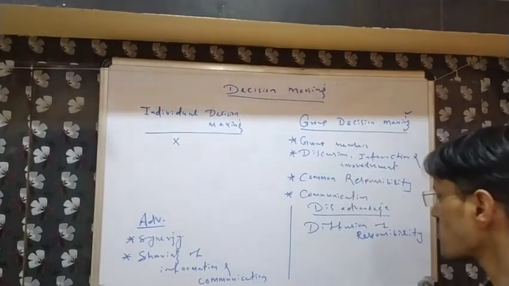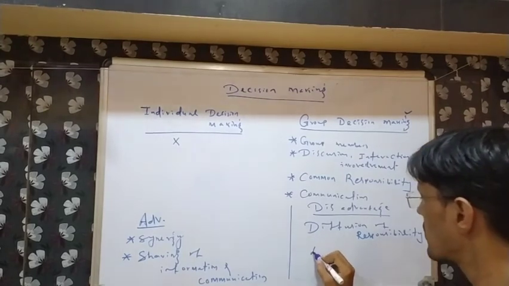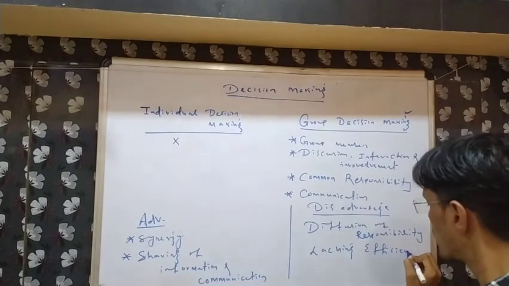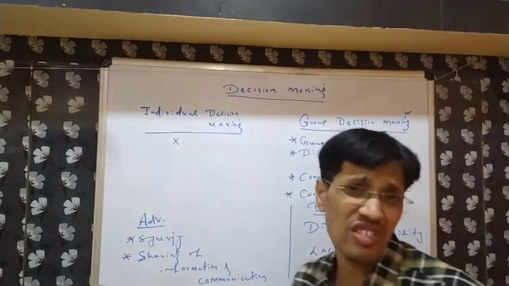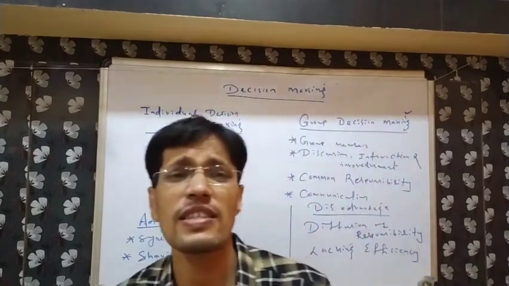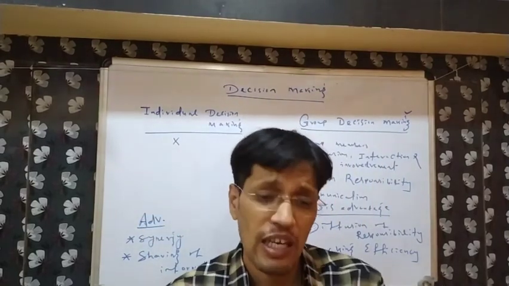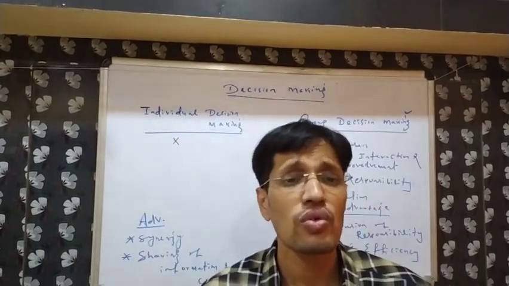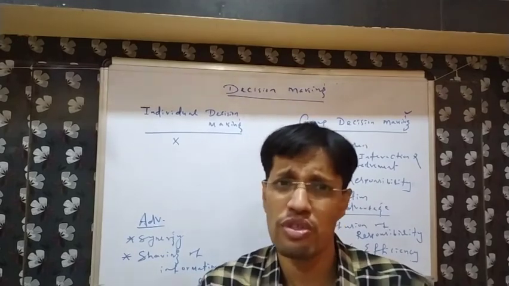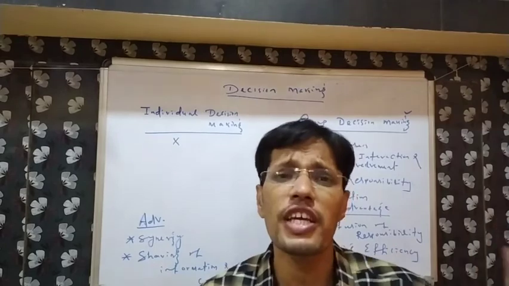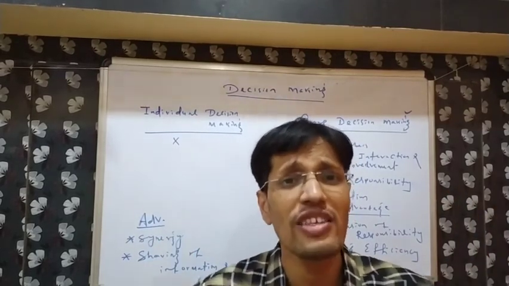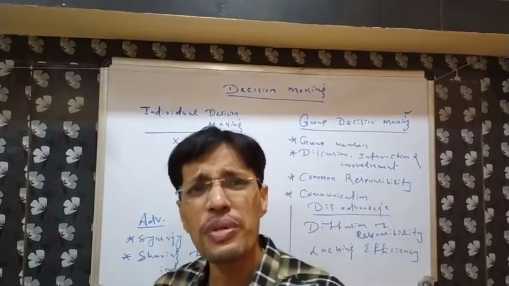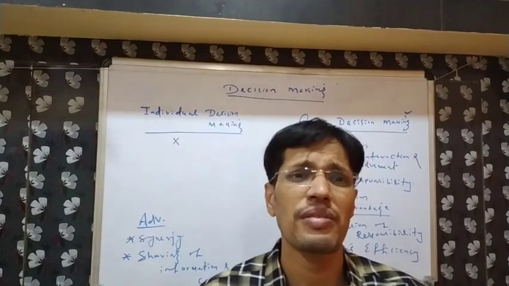Next it is lacking efficiency. Where efficiency counts, efficiency definitely counts where there is an individual decision making process. When the individual decision making process occurs, one individual is free to use his skill, knowledge, efficiency openly, and he is free to choose a decision without any pressure.